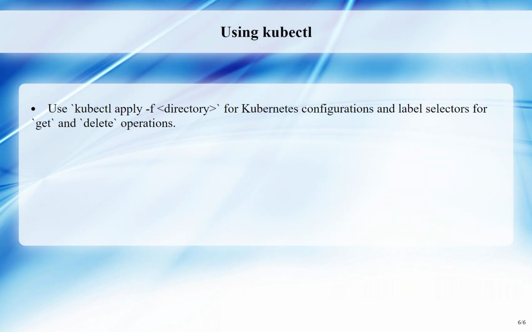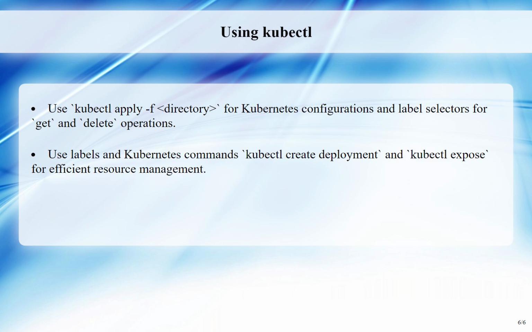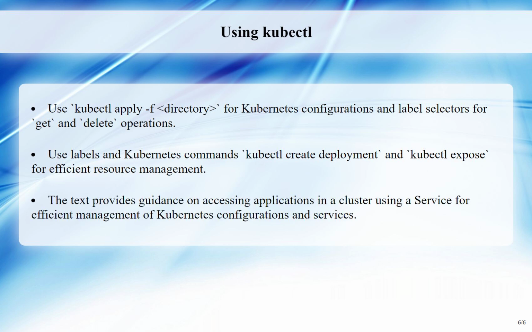To apply Kubernetes configurations from a directory, use the kubectl apply -f directory command with .yaml, .yml, and .json files. For get and delete operations, use label selectors instead of specific object names. Utilize labels effectively and refer to the sections on label selectors for guidance. To quickly create single container deployments and services, use kubectl create deployment and kubectl expose. An example of accessing an application in a cluster using a service is provided in the documentation. By following these suggestions, you can efficiently manage Kubernetes configurations and services in your cluster.